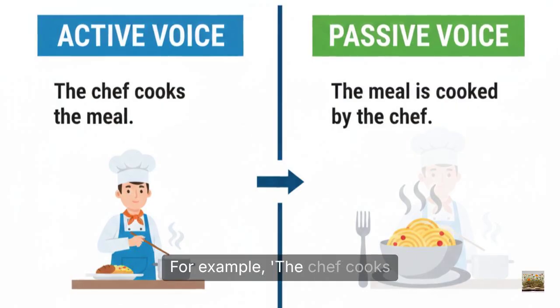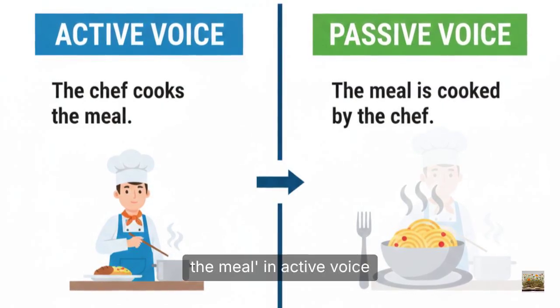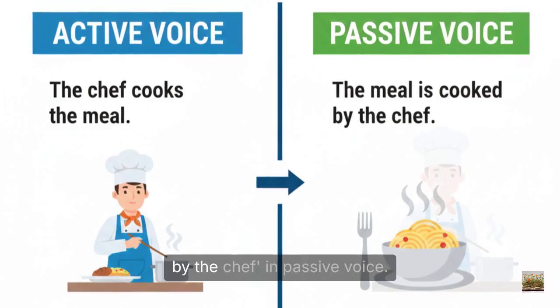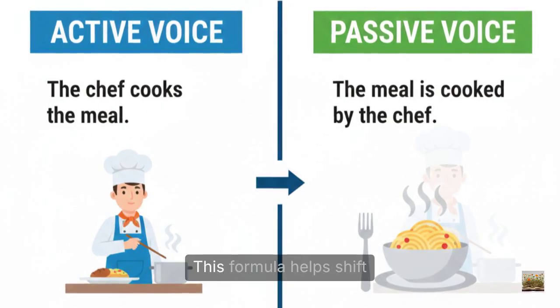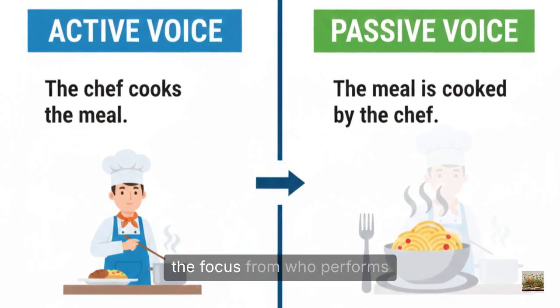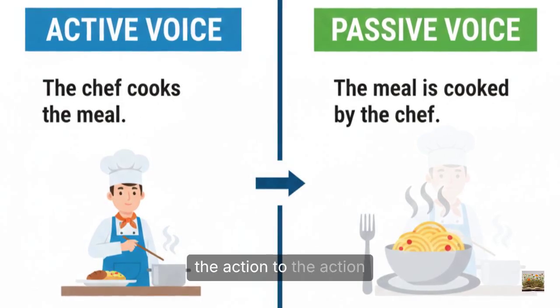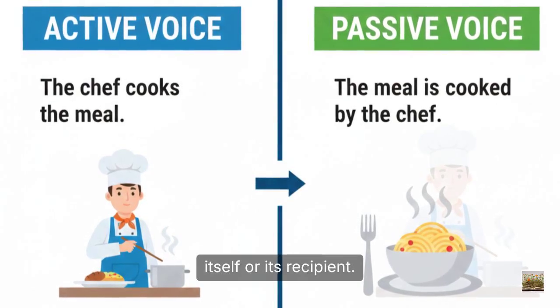For example, "the chef cooks the meal" in active voice becomes "the meal is cooked by the chef" in passive voice. This formula helps shift the focus from who performs the action to the action itself or its recipient.